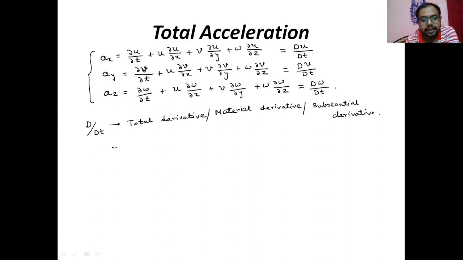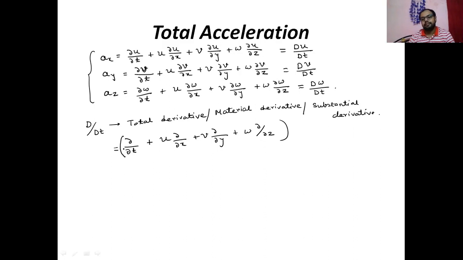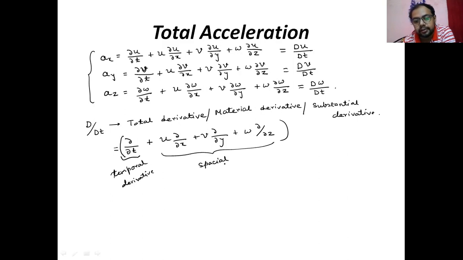So the total derivative is the function of del by del t, the local or temporal component, plus u del/dx plus v del/dy plus w del/dz. This looks like this. That is the total. The first part is the temporal component, the temporal partial derivative, and the rest is the spatial derivative, or convective component, with respect to x, y and z.